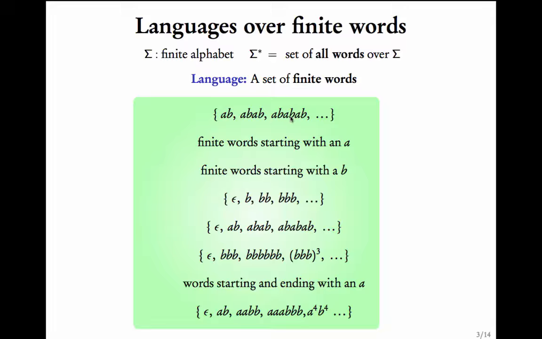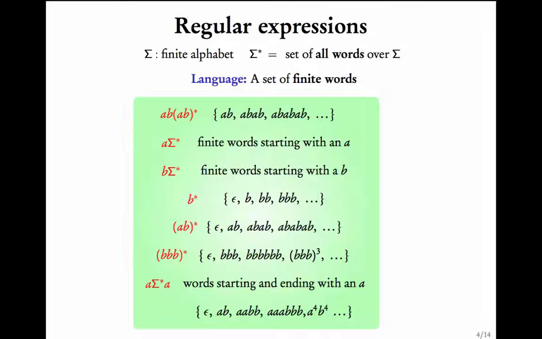AB, AB, AB, AB, AB, AB. This is a language. Words starting with an A, words starting with a B, and so on. We have seen this before. To describe languages of finite words, we used what are called regular expressions. For example, this is AB followed by any number of ABs. So this is AB, AB star.